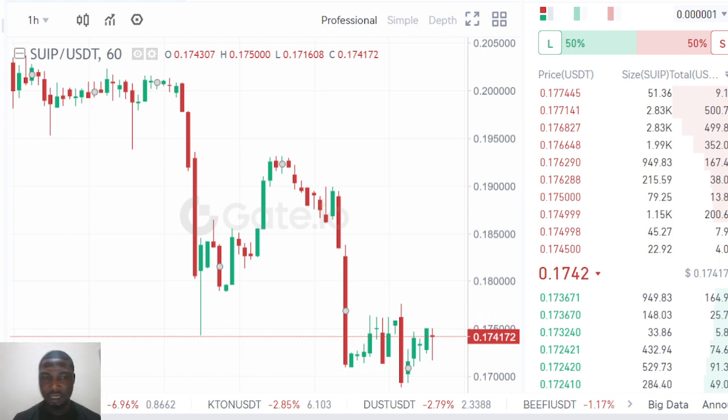So in analyzing this, let's go to Gate.io. We are currently on Gate.io. Let's get an analysis of this token before we go on to talk about the tokenomics of this token.